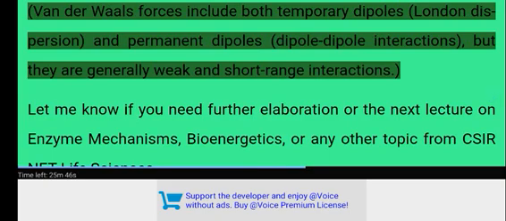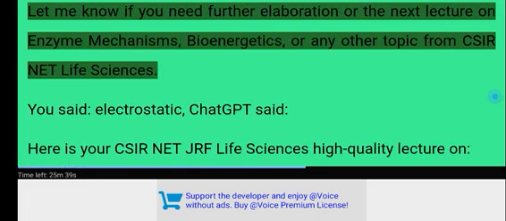Van der Waals forces include both temporary dipoles, London dispersion, and permanent dipoles, dipole-dipole interactions, but they are generally weak in short-range interactions. Let me know if you need further elaboration or the next lecture on enzyme mechanisms, bioenergetics, or any other topic from CSIR NET Life Sciences.